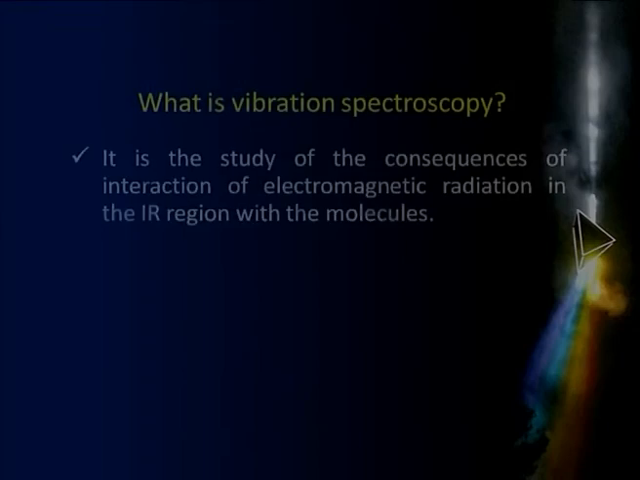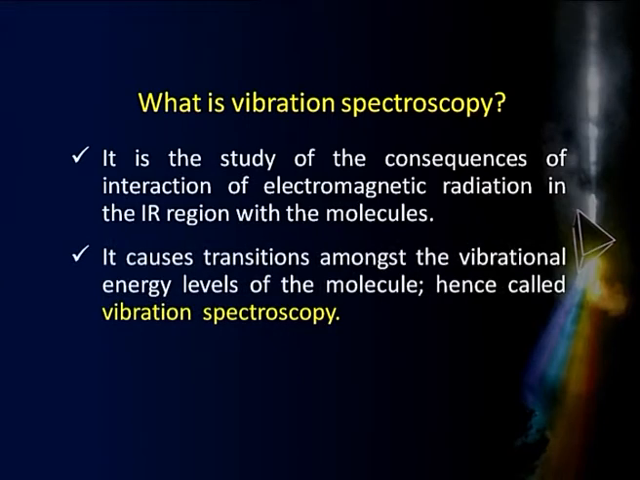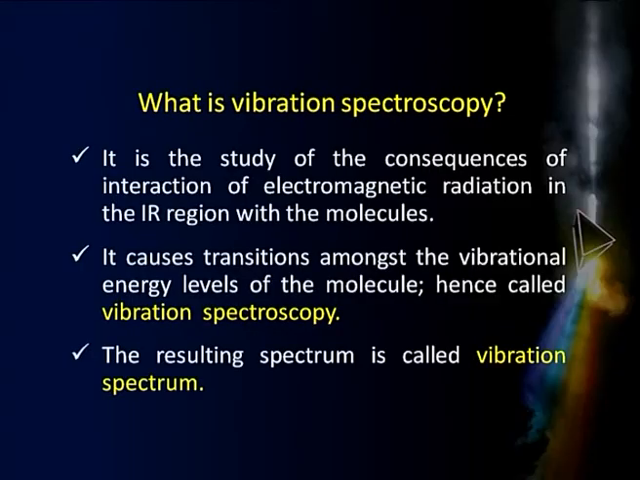Let us make a beginning by defining what is vibration spectroscopy. Vibration spectroscopy basically is a study of the consequences of interaction of electromagnetic radiation in the IR region with the molecules. And what happens is, this interaction of IR radiation with molecules causes transitions amongst the vibration energy levels. That means, we know that in molecules the vibration energy levels are quantized. So, this IR radiation causes transitions amongst them. That is why it is called vibration spectroscopy. And since the interaction will result in a spectrum, the spectrum we get is called a vibration spectrum, because it is a consequence of the transitions amongst the vibration energy levels.